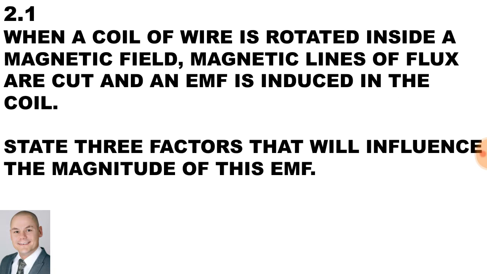Question 2.1. When a coil of a wire is rotated inside a magnetic field, magnetic lines of flux are cut and an EMF is induced in the coil. State three factors that will influence the magnitude of this EMF.